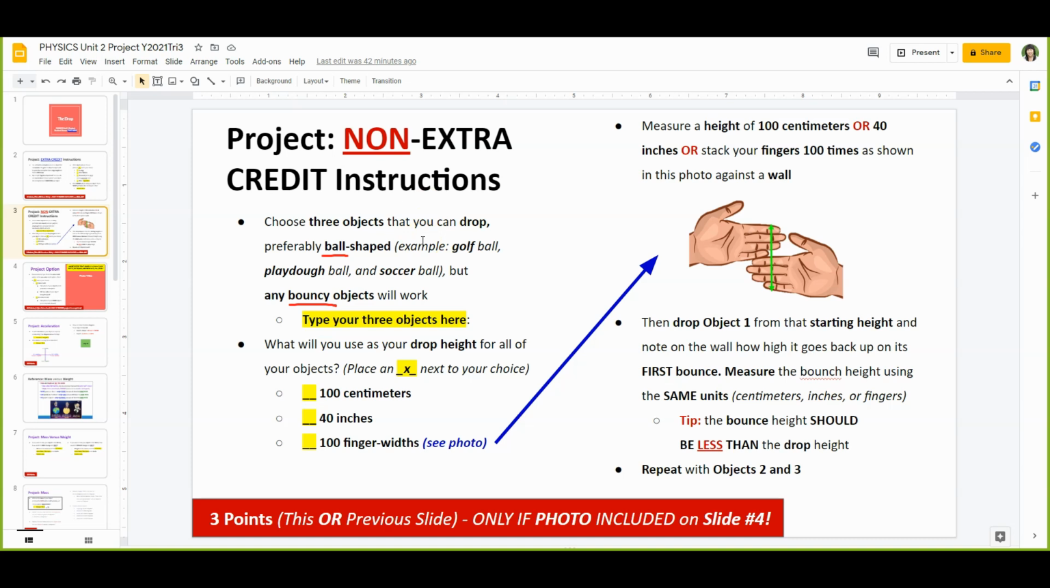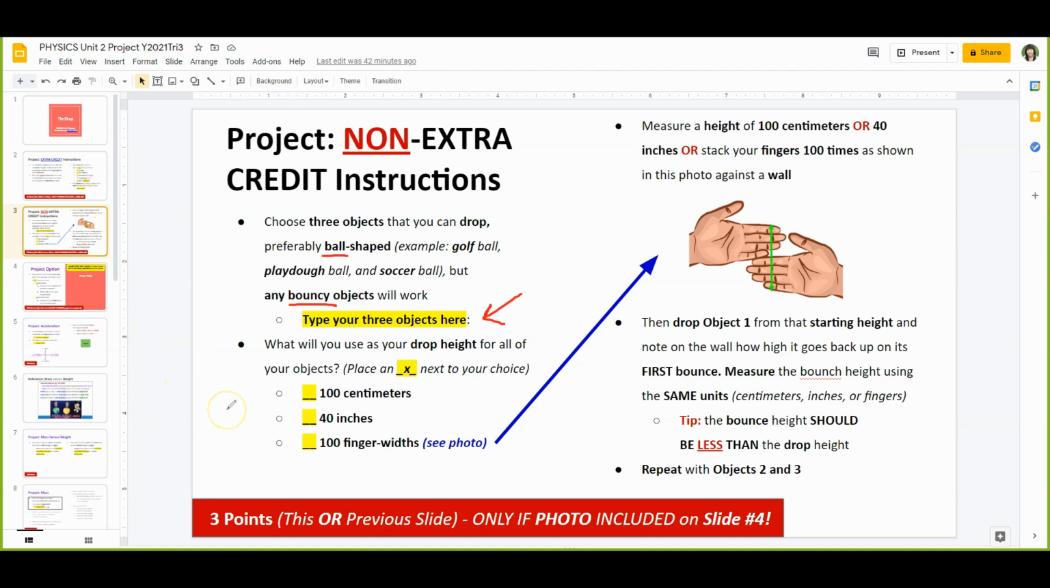Everybody has something that they can drop, right? So everybody should have 3 objects that they can drop. Again, preference though is that it's a ball and that it's bouncy. So examples here would be golf balls, Play-Doh balls, soccer balls, tennis balls, etc. And then just type what your 3 objects will be right here. So again, no excuses. Everyone can do at least one of these options in the experiment.